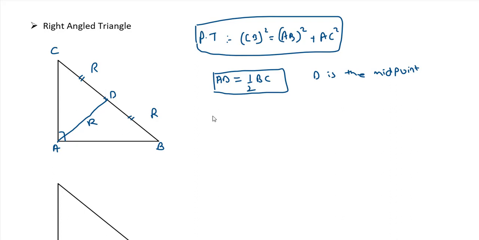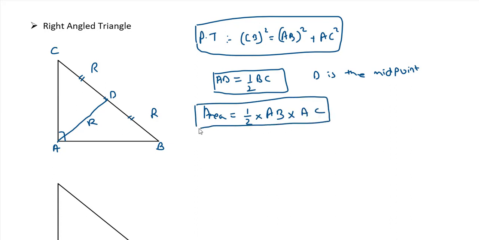So what will be now the formula for area of triangle? Area of triangle is nothing but half base into height. So base in this case will be AB and height will be AC. So area will be given by half AB into AC. So this is the formula for area of triangle in case of a right angle triangle. This was the formula for the circumradius, which is half of the hypotenuse, and the formula for inradius will be given by AB plus AC minus BC divided by 2.